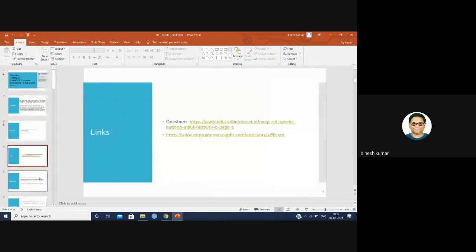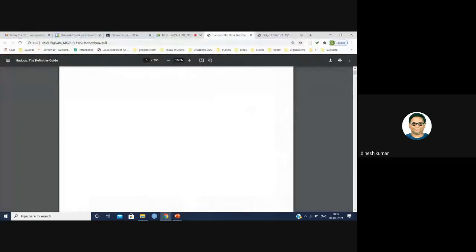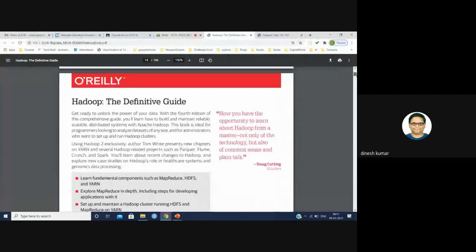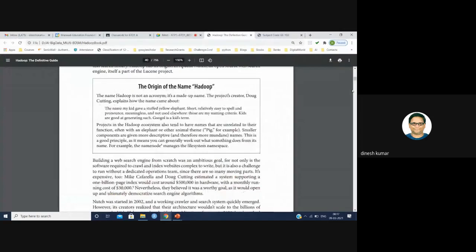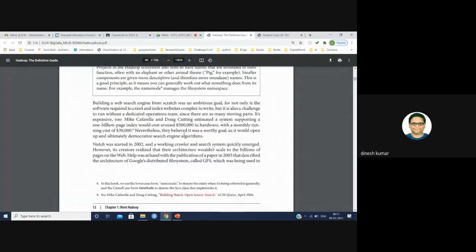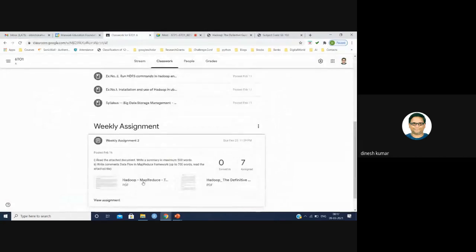Again, I must highlight that most of the content of your syllabus and what we talk about in the class is from this very book, so you don't have to roam around here and there. Please read it. In weekly Assignment 2, I have uploaded some portion of this book. You just have to read it and write a summary.